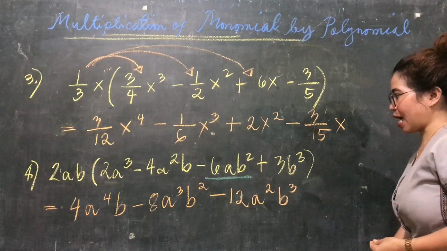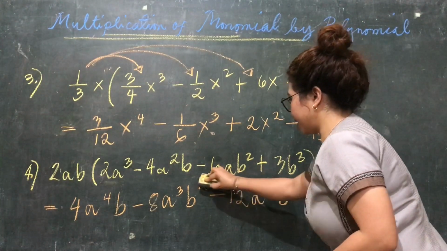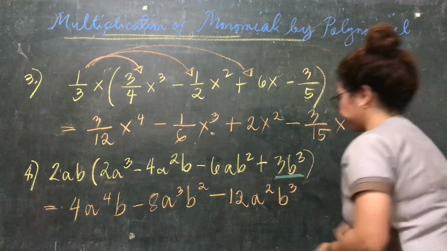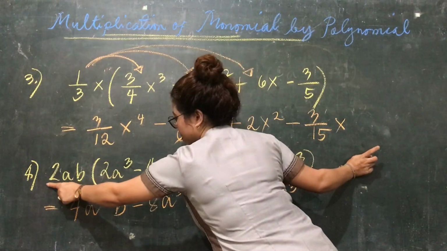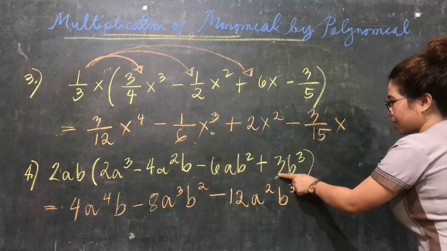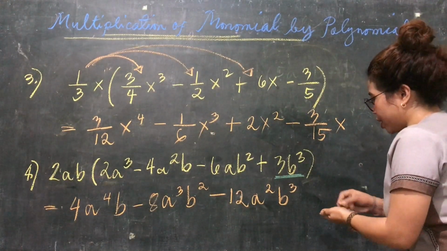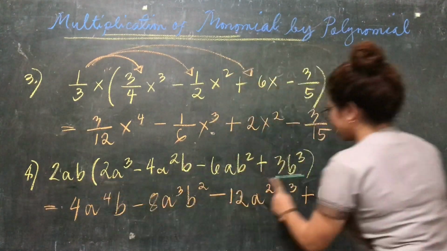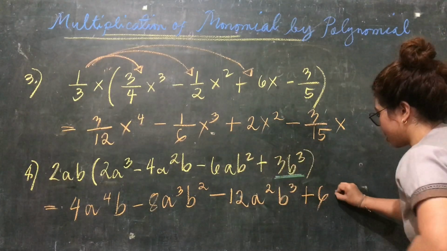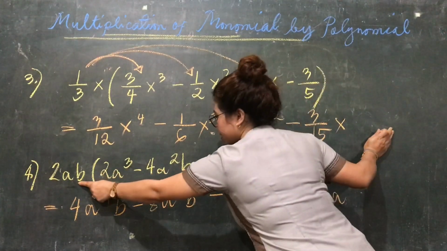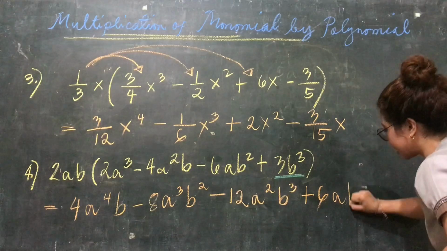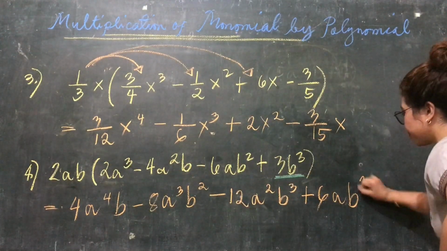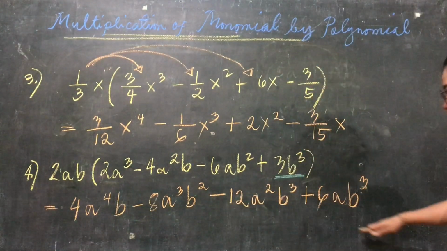Okay, the last term. This is the very last term. This is positive, 2 times positive 3. 2 times 3, the answer is positive 6. The A outside, there is no A here, so copy A. Then for B, 1 plus 3 you have 3. So this is now the answer.